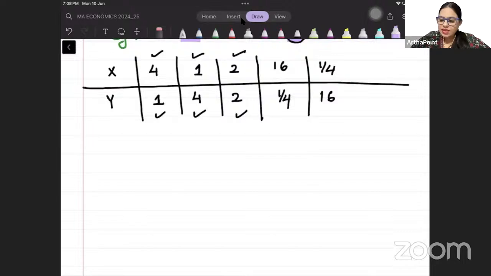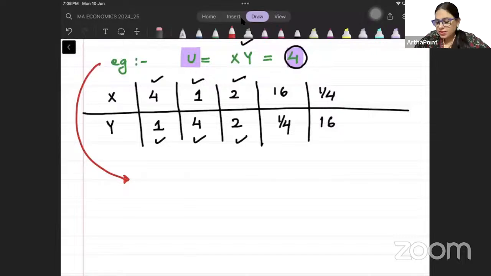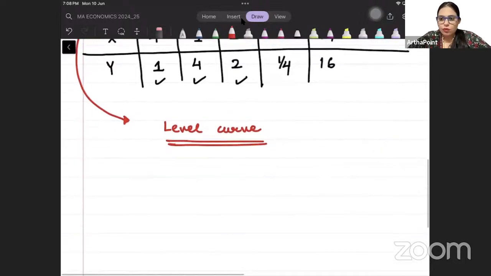Now, here in maths, there is a concept I would like to introduce right away, called the concept of level curve. Very, very important concept coming from the point of view of maths. Try to understand this. See, what is a level curve?